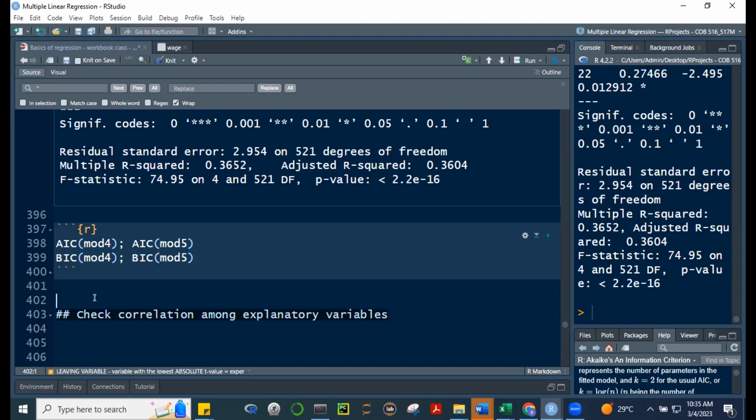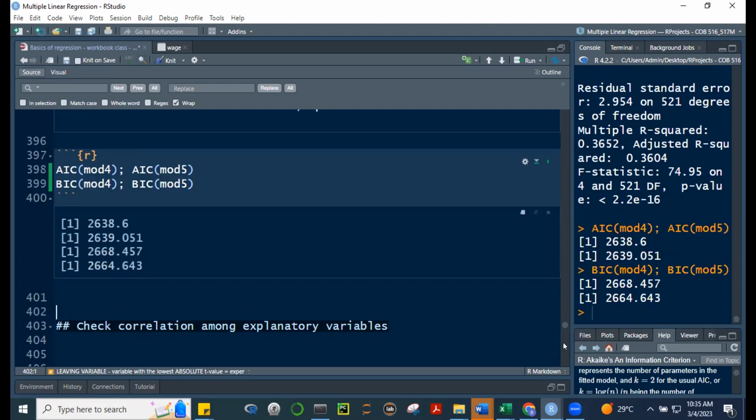All right, so let's now go here to our AIC, and let's see model 4, 2638. Look at this. Based on AIC, model number 4 is better, because it's 2638, and model 5 is 2639. However, in BIC, model number 5 is better. So we can see conflicts here. AIC conflicts with BIC, and that happens. Oftentimes when that happens, people tend to use AIC.